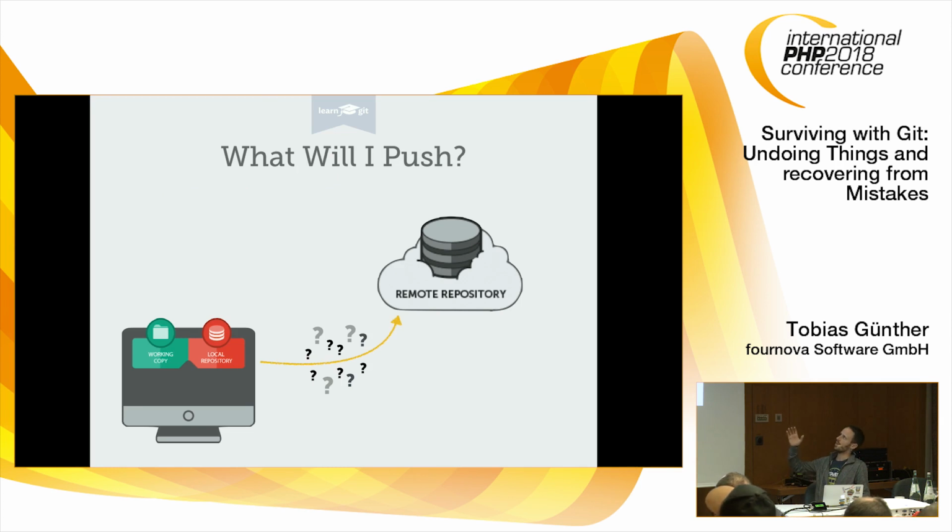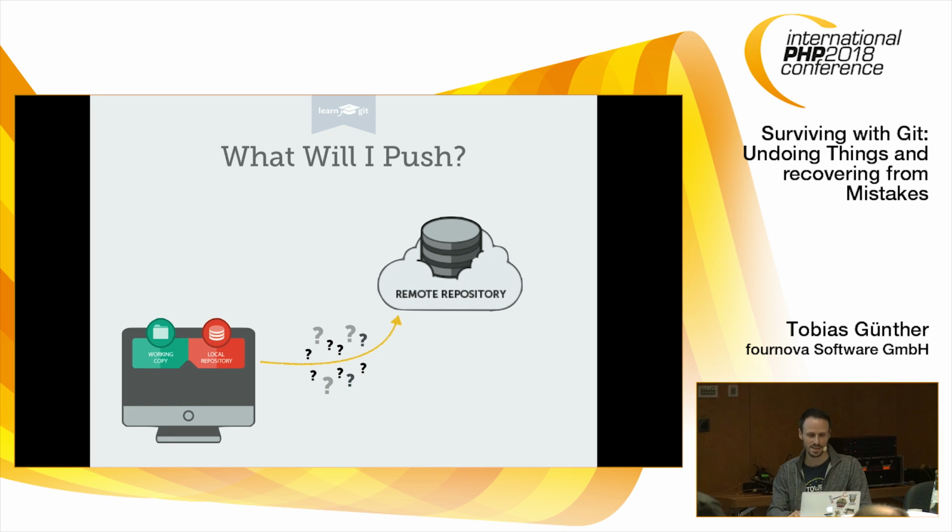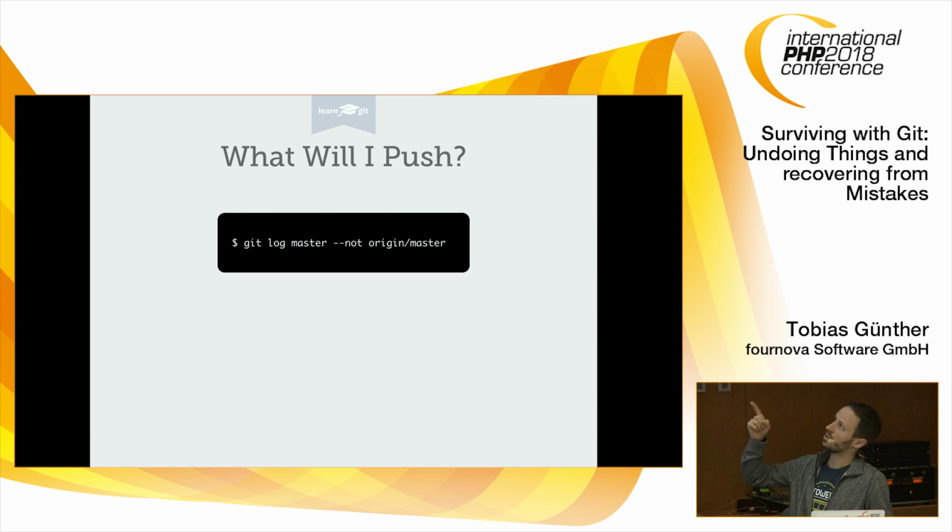Good. This is not a real problem, but it's a question that often comes up. So the question in detail is, I have produced a couple of changes, maybe merged local stuff, and am wondering, what exactly am I going to push right now? Because I've worked for a couple of days and done crazy things. And this is where the git log command, the git log command is incredibly versatile. So there are parameters and flags all over the place. You just have to know the ones you need. And the not flag is quite helpful in this case.